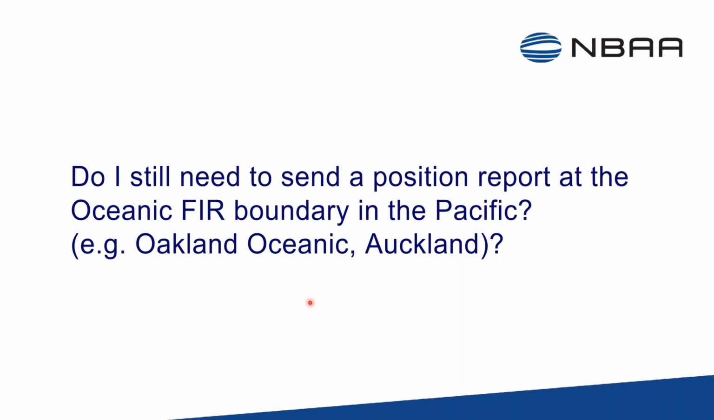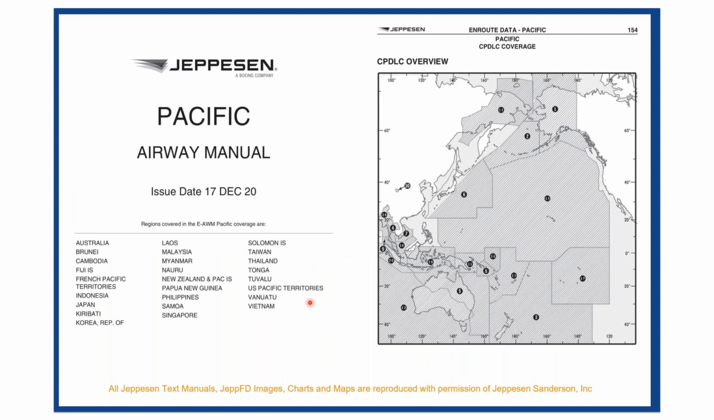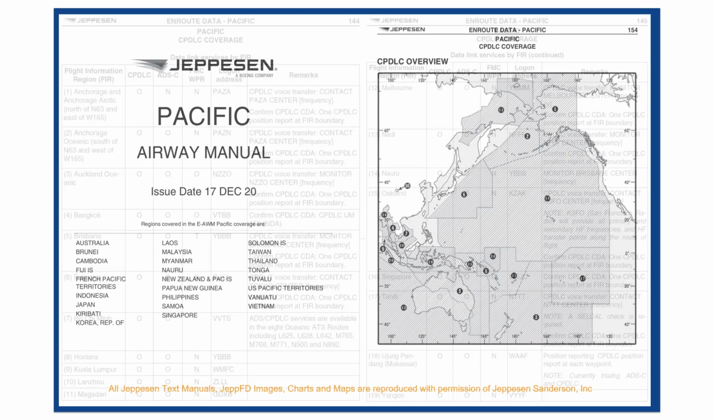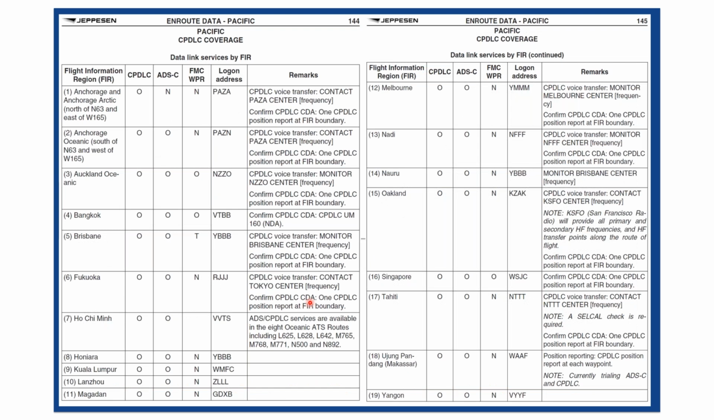So let's take a look, and I'm going to borrow from Jeppesen. In the Pacific Airway Manual, as there is in each regional airway manual, there is a map showing where FANS coverage is available in that airspace. And then there'll be a set of notes about the various regions that are displayed with FANS equipage.